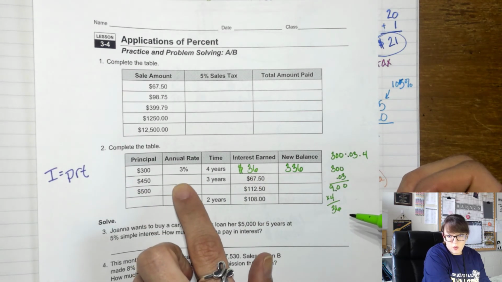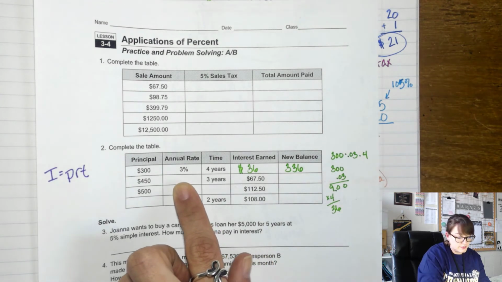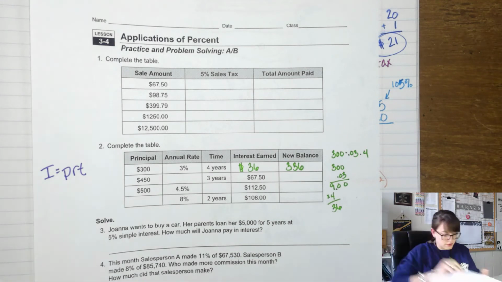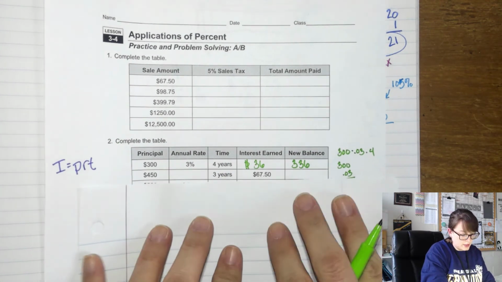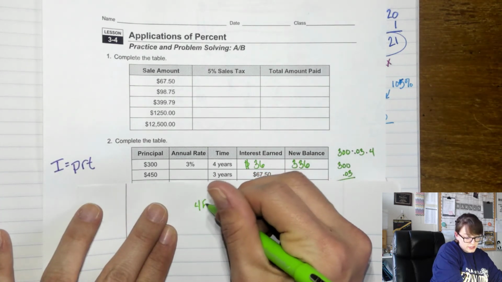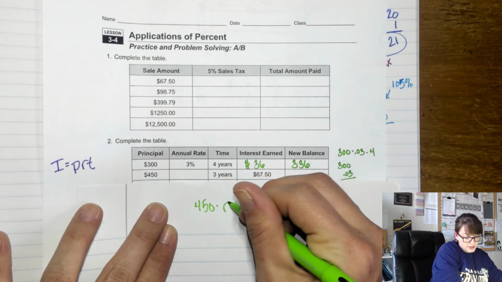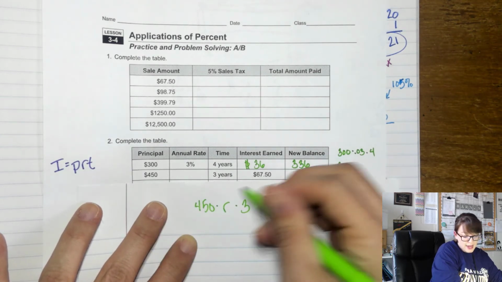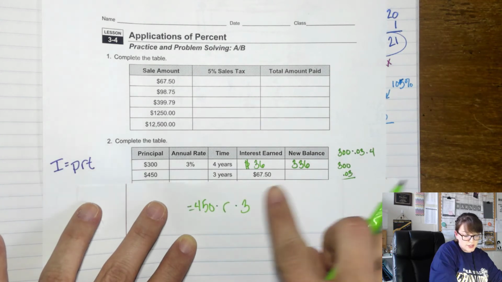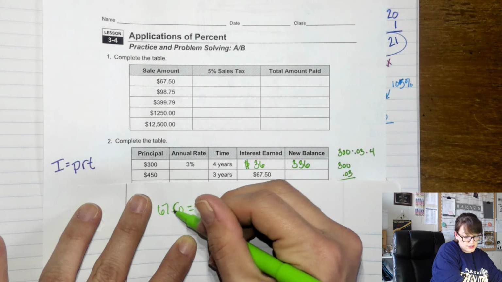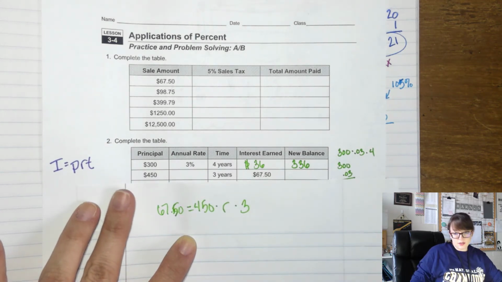We need to figure out which number is missing here. So when you're solving, for that one, I know the principal is 450. I do not know the rate, but I do know time. And I know that my interest is $67.50. It's an ugly 5. $67.50.